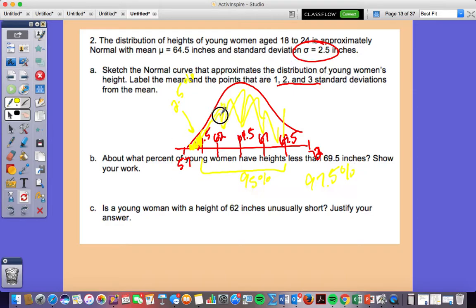So what Fiona did is she said, okay, this is 1 standard deviation to the left of the mean. So if I find that area, that means that this is 16%, which means that we are in the 16th percentile for 62 inches. Okay? Got me? So did you say yes or no? Yes, she's short. Yeah, that's a little bit abnormal.